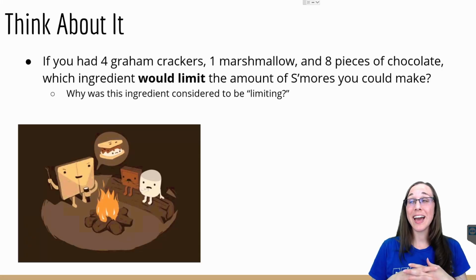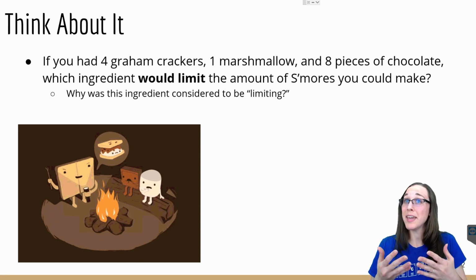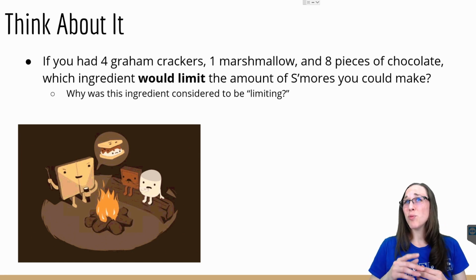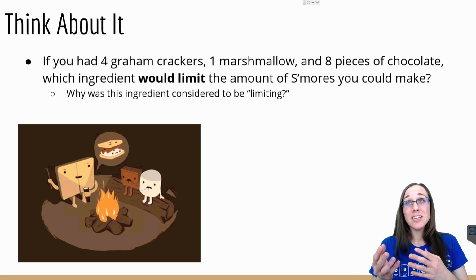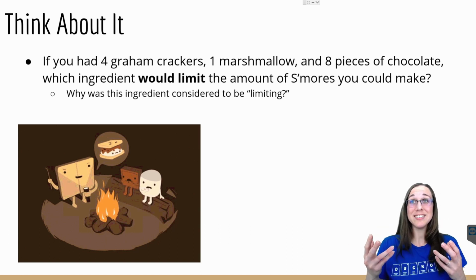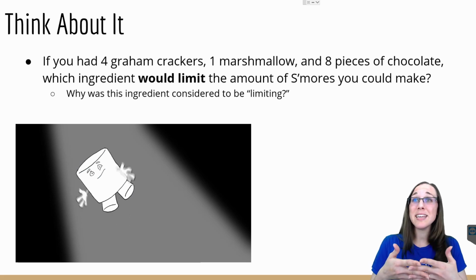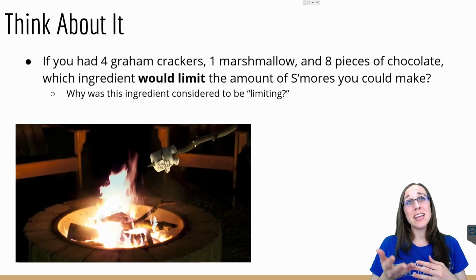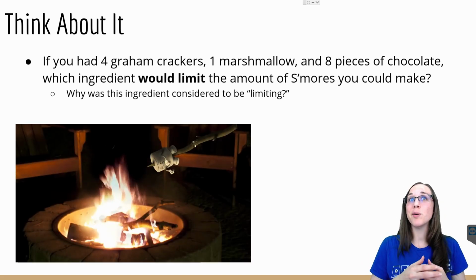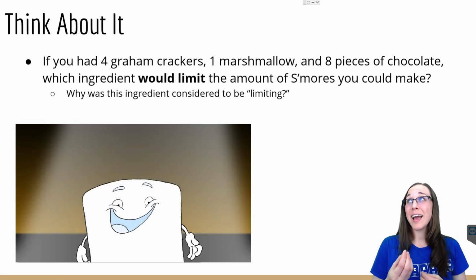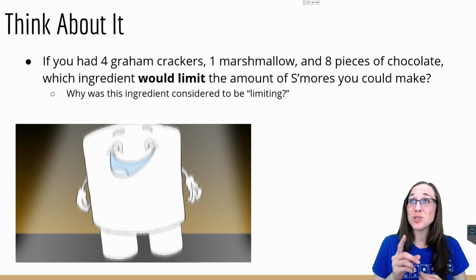Hopefully you're noticing that if each s'more takes 2 graham crackers, I have 4, so I could technically make 2 s'mores if I had enough ingredients for 2 whole s'mores. But I only have 1 marshmallow. I have 8 pieces of chocolate, so if I needed 3 little rectangles per s'more, I'd actually have more chocolate than necessary. But the thing that limits my ability to make more than 1 s'more is the fact that I only have 1 marshmallow, and each s'more requires 1 marshmallow. So in this case, the limiting ingredient is my marshmallow. I can't make more than 1 s'more with just 1 marshmallow.